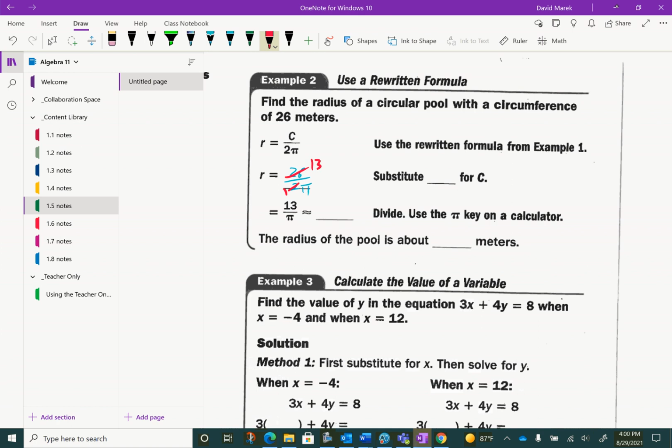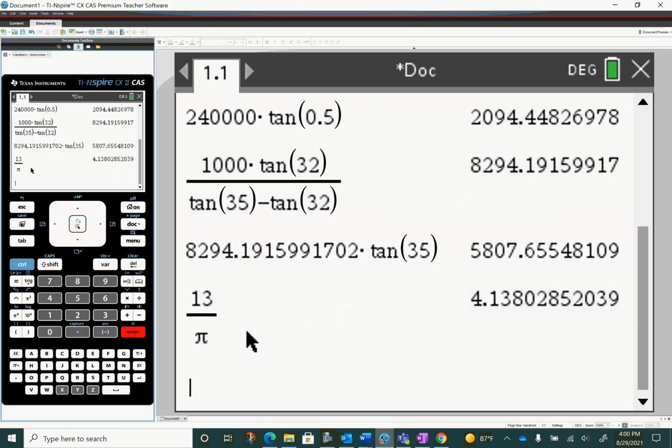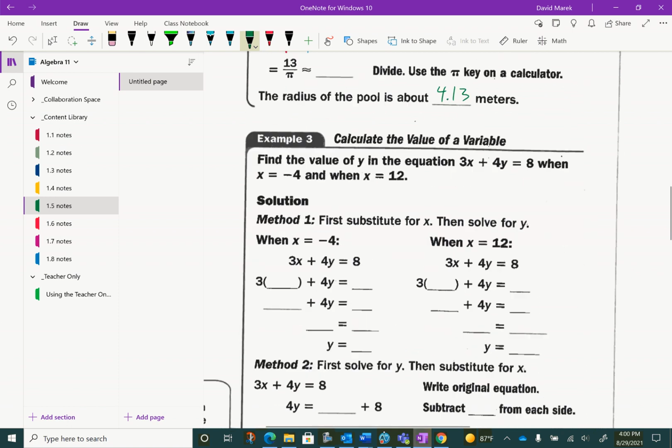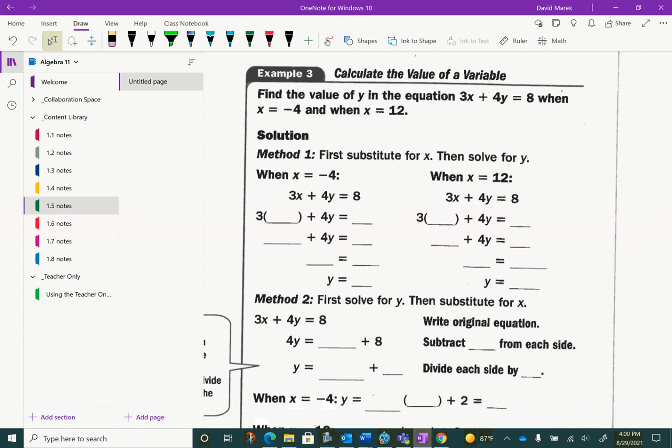14.13. Now they didn't tell us exactly how far out to go there. If you want to put 4.1 meters, that would be perfectly fine. All right, let's try example number 3.